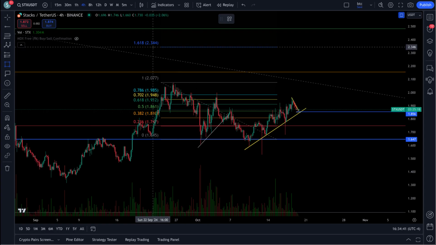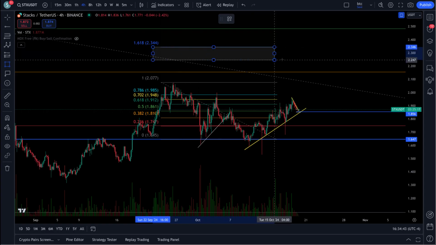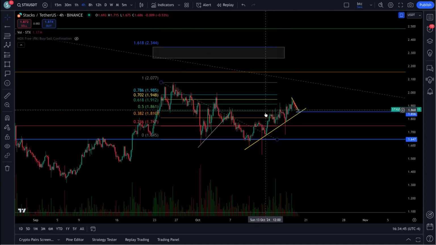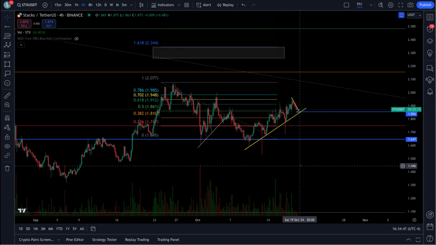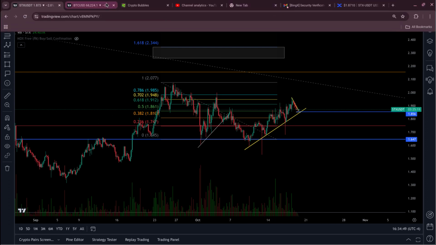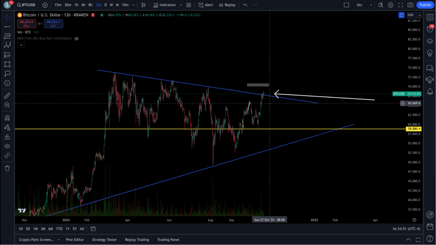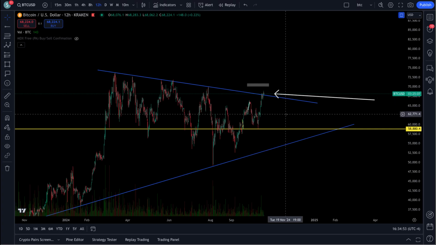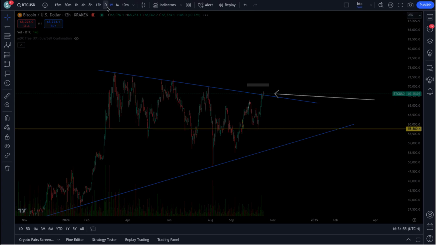Now, I don't want you to go out there. This isn't financial advice. We're not saying, oh, STX is heading up here. If the market conditions work out right and Bitcoin continues this breakout, let me show you this wedge right here. This is on a 12-hour. Let's go to a daily.